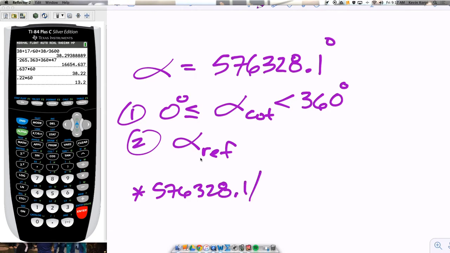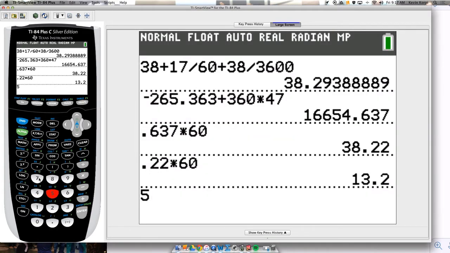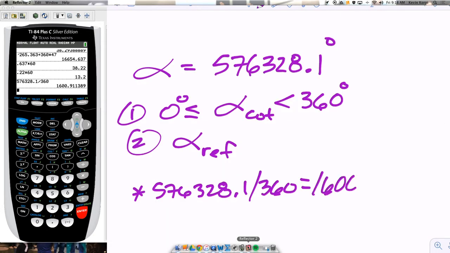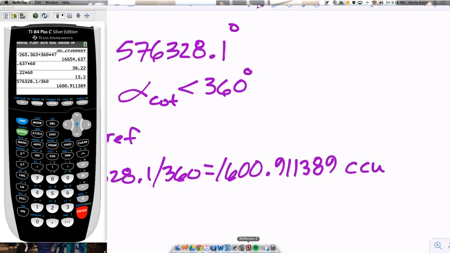We take the 57632.8.1, and we divide it by what? 360. That's the number of degrees in 1 rotation, and that should give us the number of rotations. So 5, 7, 6, 3, 2, 8.1. It's very important to double check when the numbers are this big to make sure you've typed them in correctly, because you don't want to have the right process down and then use the wrong numbers. So that gives us 16.911. That means that we are making 1,600 full rotations in what direction? Yeah, these are positive, so counterclockwise rotations.